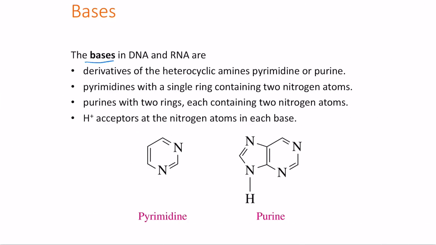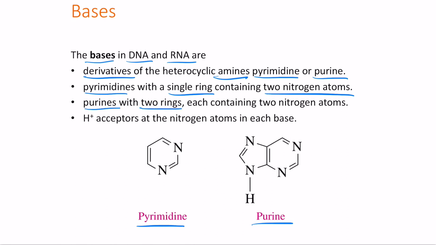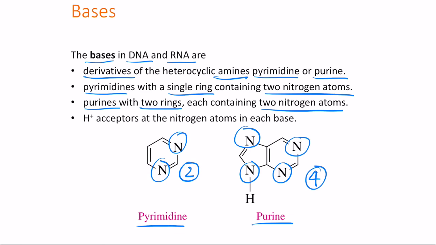The bases in DNA and RNA are generally derivatives of heterocyclic amines. The heterocyclic amines that are involved are two of them: pyrimidine and purine. These are the two bases that are involved. Pyrimidine is a single ring containing two nitrogen atoms. Purine contains two rings, one pentagonal ring and the other a hexagonal ring, combined in a bicyclic structure, containing four nitrogens in total. So there are two nitrogens in pyrimidine and four nitrogens in purine.